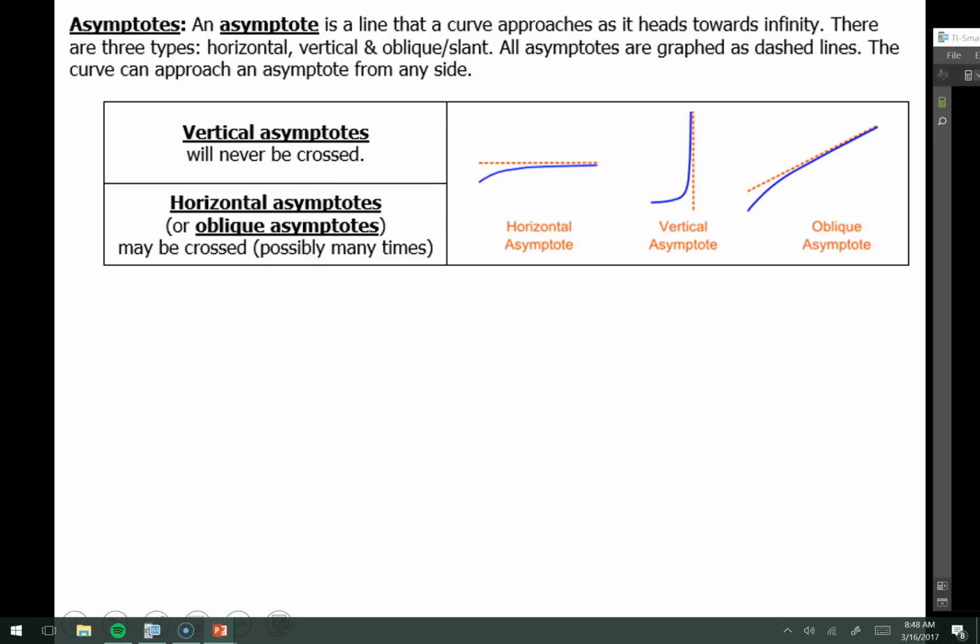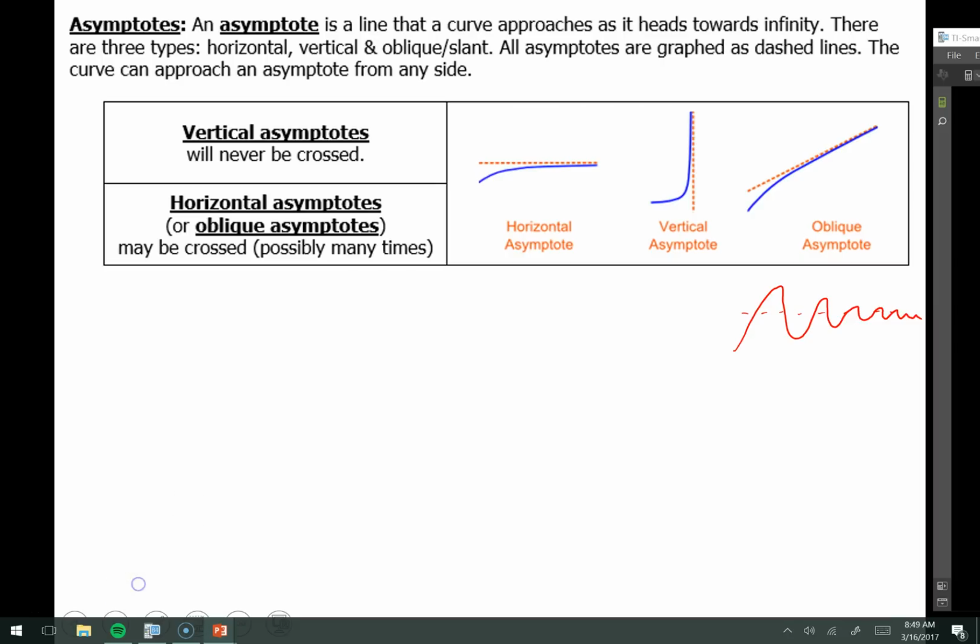Okay, so the asymptotes, like I was talking about a moment ago, they are going to be either vertical or horizontal for us. You can have oblique, which are these ones that go at a diagonal or slanted. All asymptotes are going to be graphed as dashed lines, and the curve is going to get really, really close to them, but it's never actually going to touch the asymptote. The exception to that is the horizontal asymptotes and the oblique. Sometimes weird stuff happens with them where it does something like this. But we'll get into that probably in a future math class.